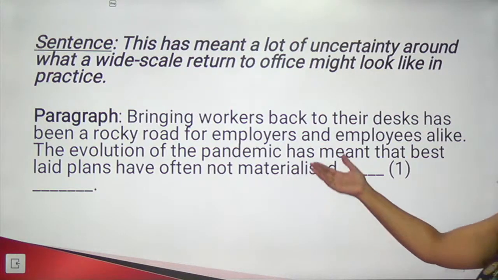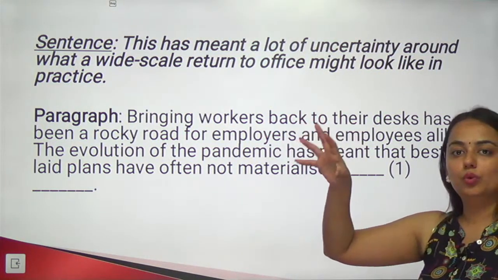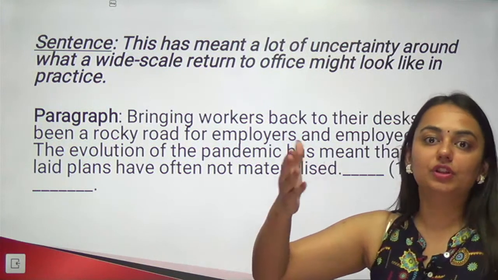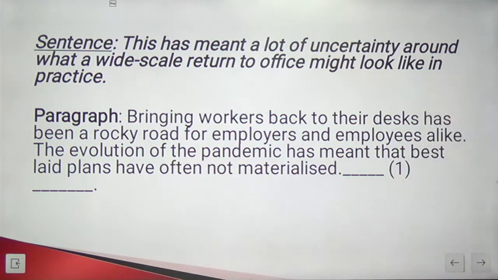So with the first sentence itself, the author has set the tone. See that bringing the workers back to the offices after the online mode, it was a rocky road. It was not easy implementing this.